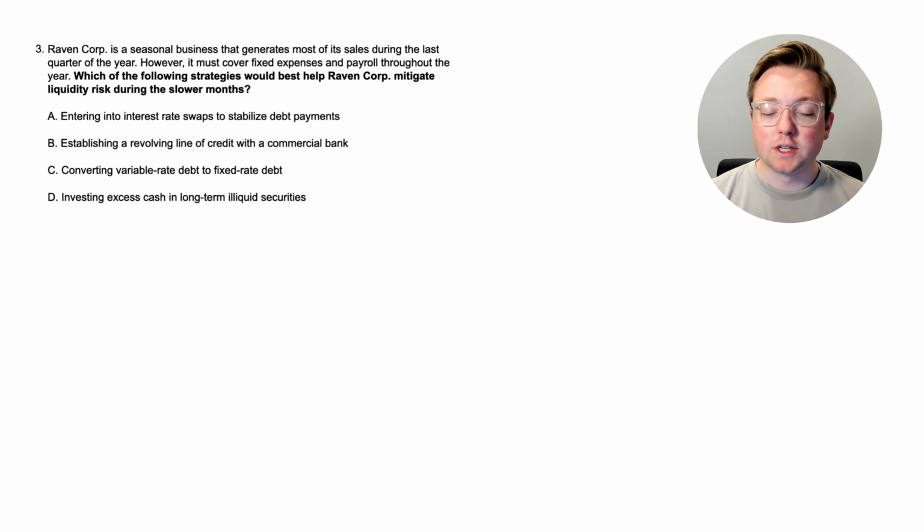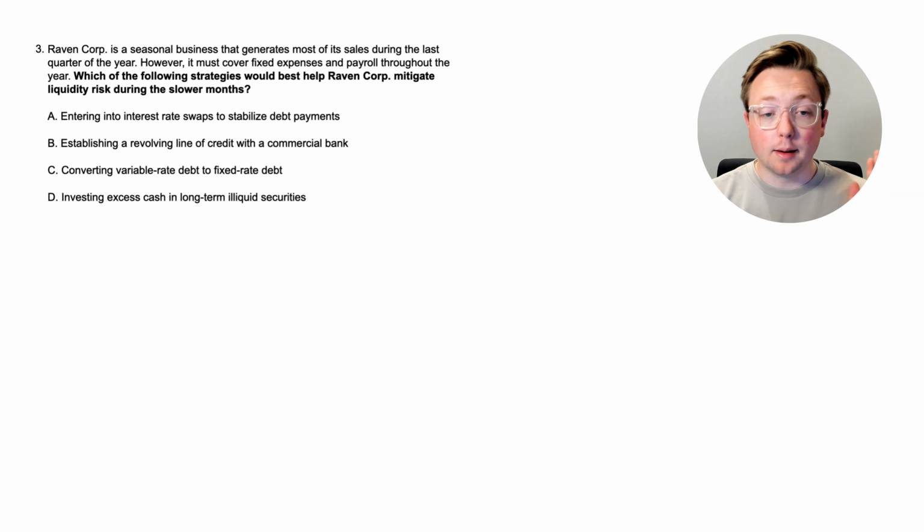All right, here we are at question 3. Which of the following strategies would best help Raven Corp mitigate liquidity risk during the slower months? Okay, let's go to the top. Raven Corp is a seasonal business that generates most of its sales during the last quarter of the year. However, it must cover fixed expenses and payroll throughout the year. Which of the following strategies would best help them mitigate liquidity risk during the slower months?